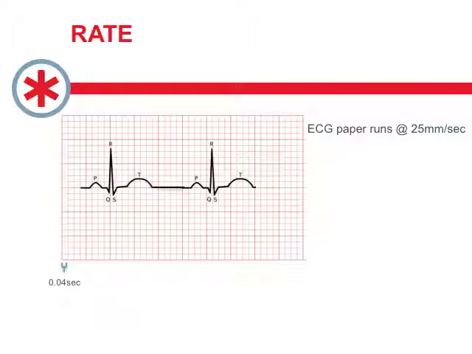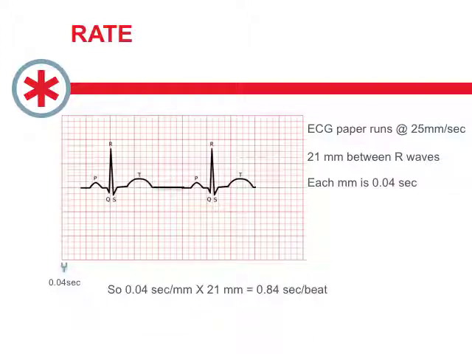So knowing that, why don't we calculate what the rate is on this cardiogram with these two QRSs? The first thing to do is to measure the distances between the QRS complexes. In this case, if you measure that out, it's 21 millimeters, or 21 of those little boxes. And remember that each one of those boxes is 0.04 seconds. So 0.04 seconds per millimeter times 21 millimeters equals 0.84 seconds per beat.